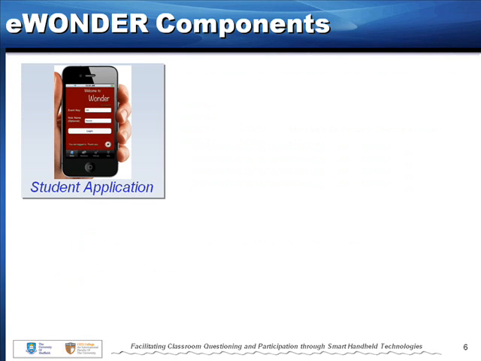eWONDER is a sophisticated system that consists of a number of modules. Nevertheless, the users of the system directly interact with the following four major components. First, the student application, which is installed on a smart handheld device. The student application contains all the required functionality in order to allow students to anonymously type and send questions to the instructor during a lecture.